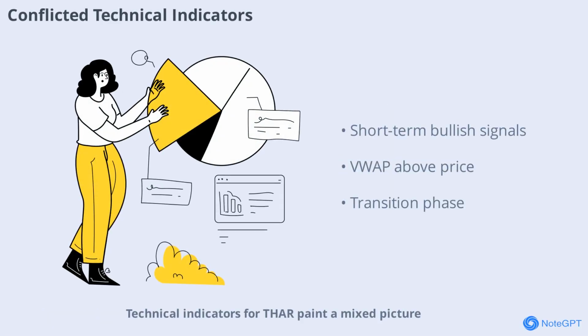Technical indicators for THAR paint a mixed picture. While short-term EMAs are above SMAs, suggesting some bullish momentum, the stock remains below key medium-term averages. The VWAP at 4.0802 is significantly above the current price, highlighting the severity of the recent correction. This combination of signals suggests that the stock is in transition, with short-term stabilization battling against medium-term weakness.